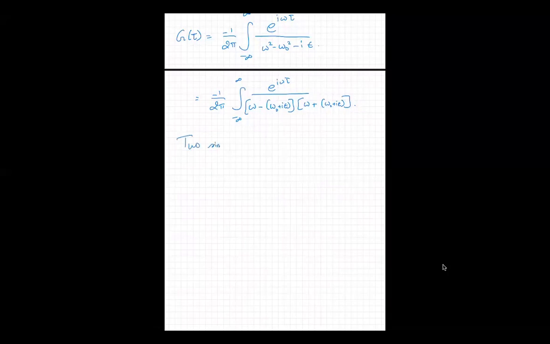Two simple poles. One at omega equals omega 0 plus I epsilon, and the other at minus omega 0 plus I epsilon. Any questions about this?